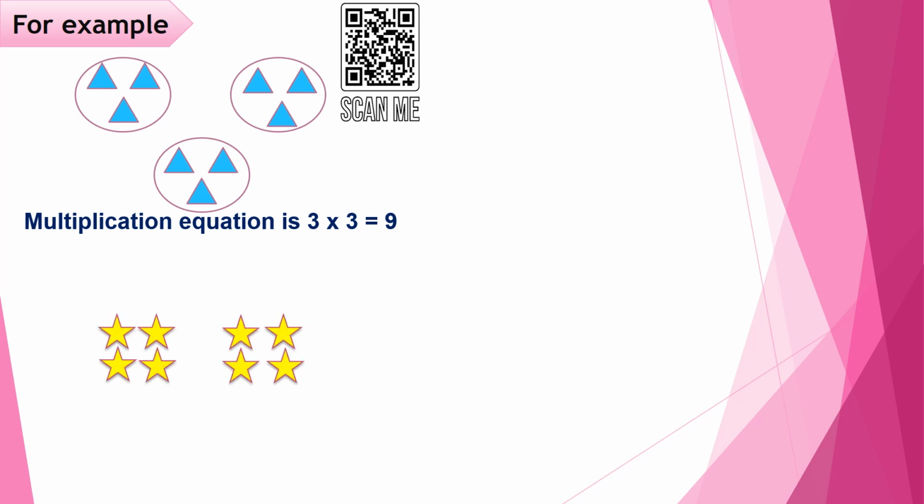Another example, here I have 2 groups. In each group, I have 4 stars. So I can say 2 groups of 4. To write them in multiplication, I can say 2 times 4 equals 8. I get this 8 from skip counting by 2, 4 times: 2, 4, 6, 8. Or I can say skip counting by 4, 2 times: 4, 8.